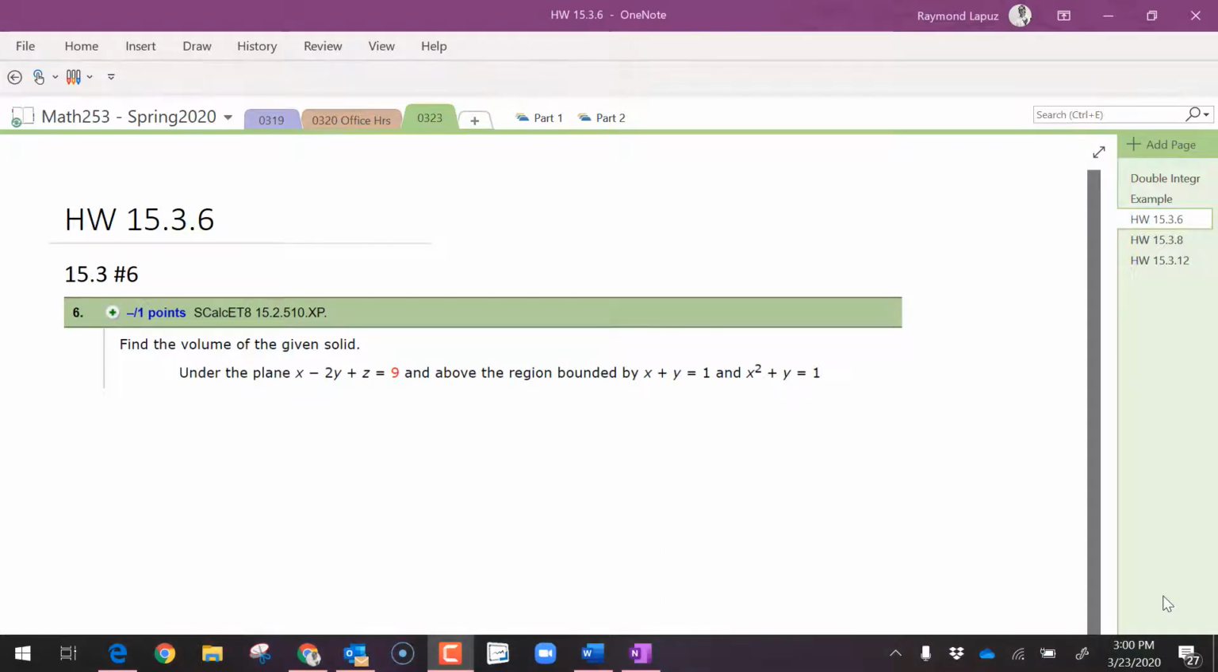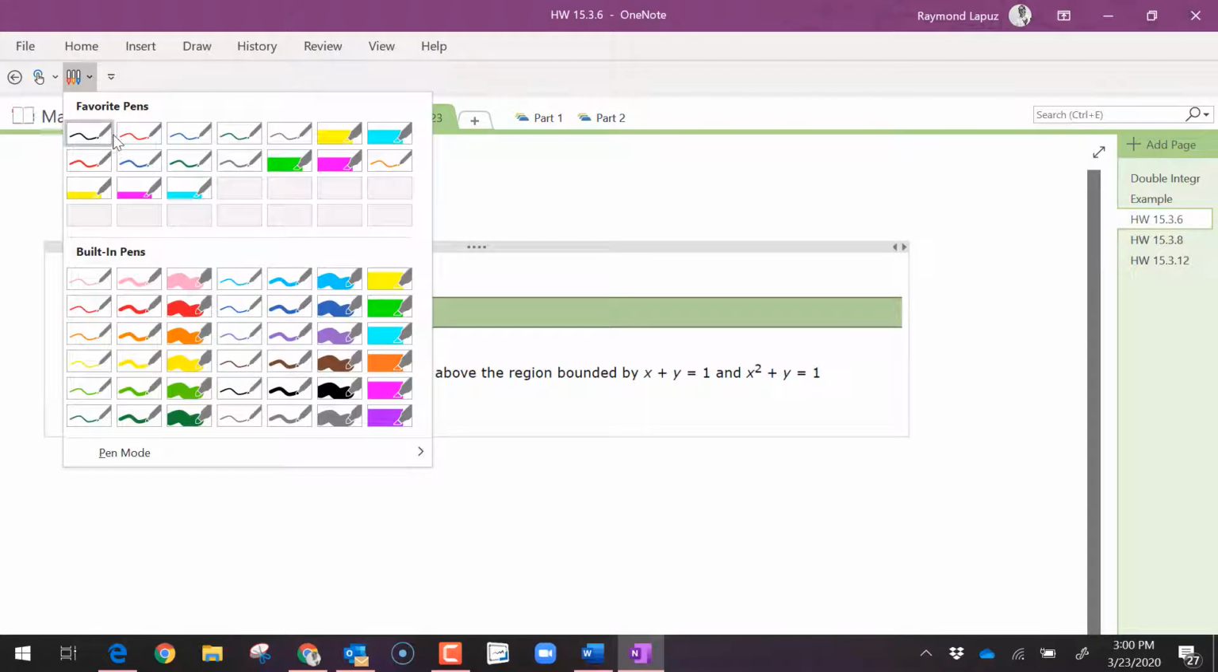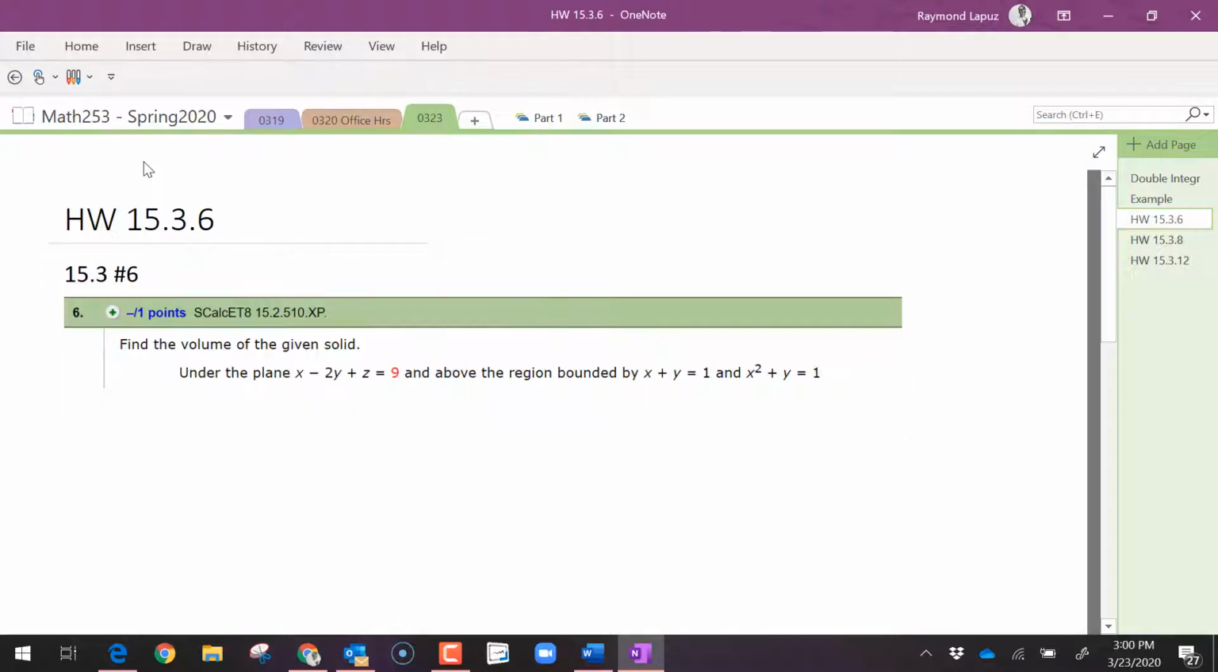Let's do one of these homework assignments. We have a problem where you have to find the volume of a given solid. It's under a plane and above a region, so we need to figure out what the region is first. So let's graph these two functions. I think it'd be easier if I had y by itself.